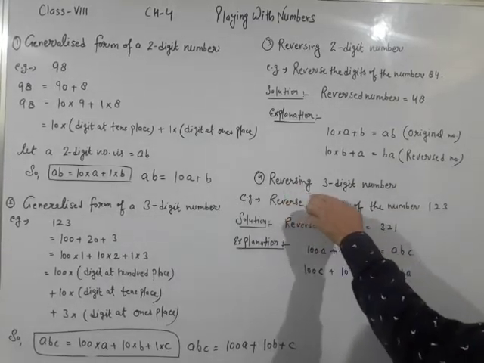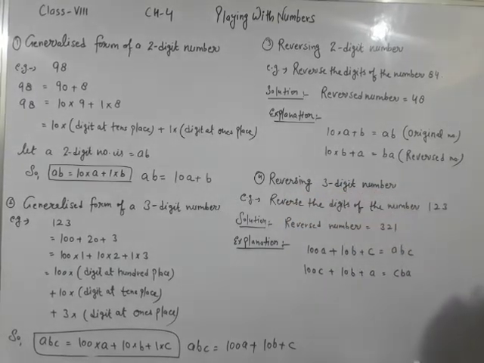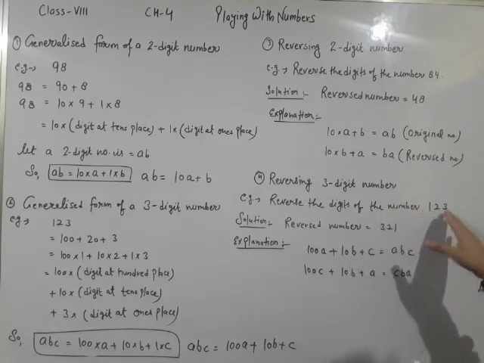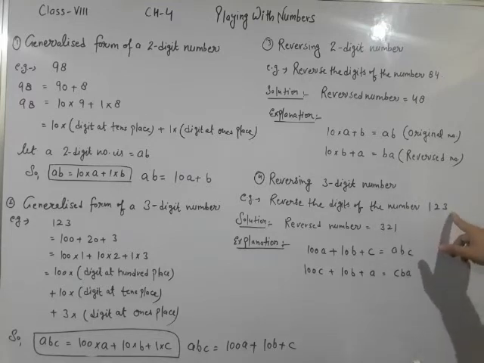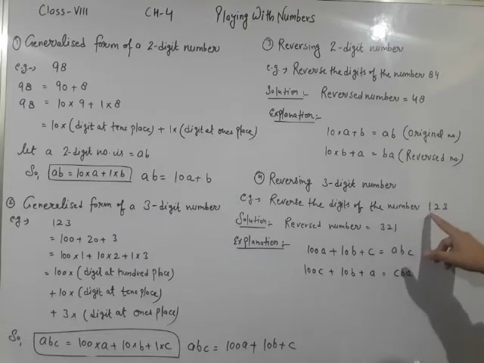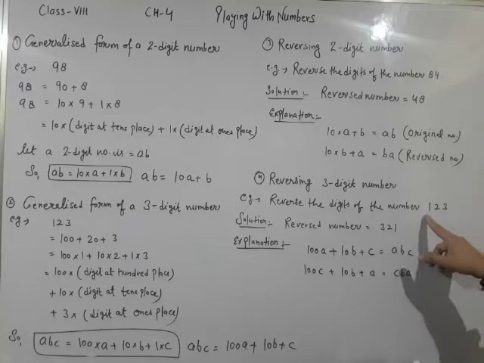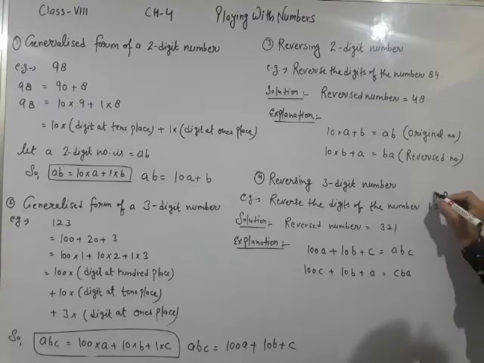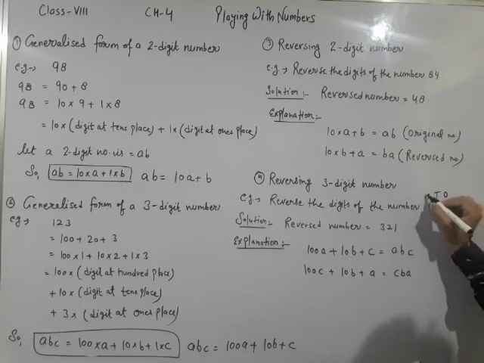Now to find the reversed 3-digit number, what do we have to do? We will change the order of the digits. The digit which is written at last, after reversing the number, that digit will be written at first place. Here in 123, 1 is at first place, 2 is at second place, 3 is at third place, or we can say 3 is at ones place, 2 is at tens place, and 1 is at hundreds place.